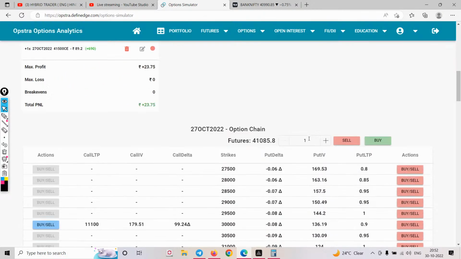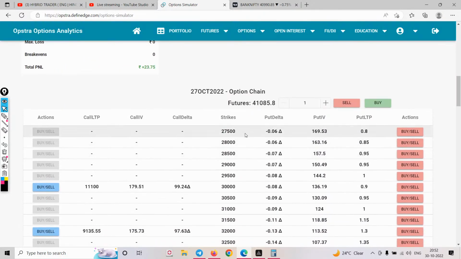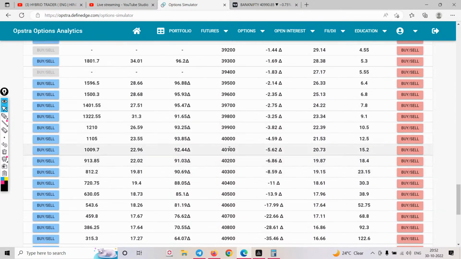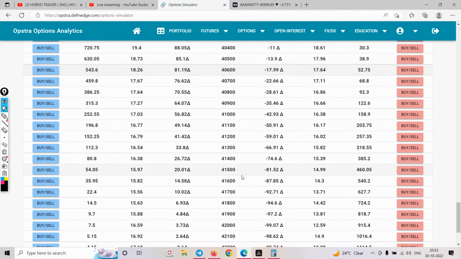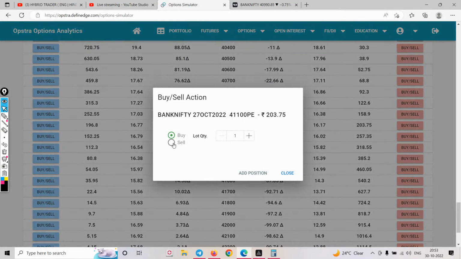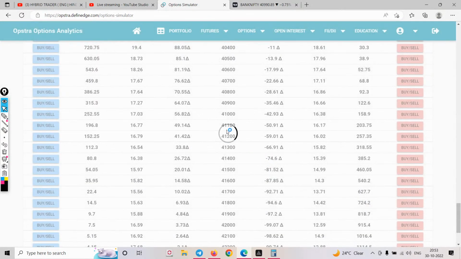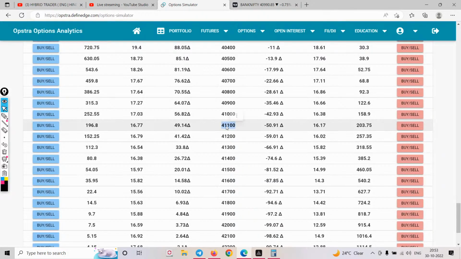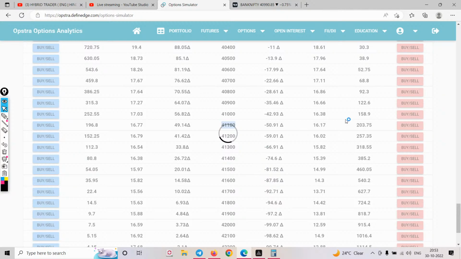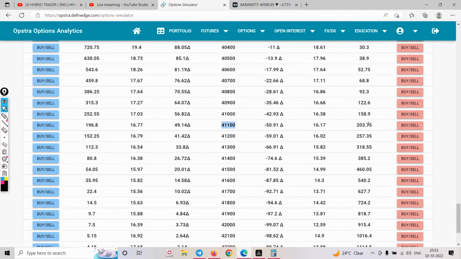My bad. Okay, fine. 41,000, right? I'll go to 41,100. I'll sell this, okay, stay with me, friends. 41,100, I'll sell this, and then I'll sell this. This is a straddle. So what premium did I get? I got a premium of 200 and 196, net 400.